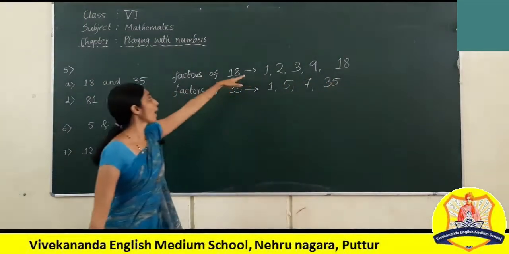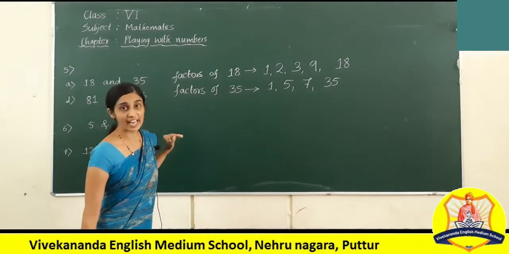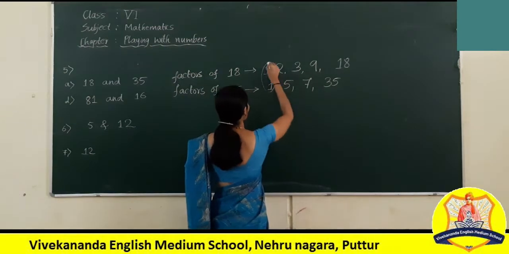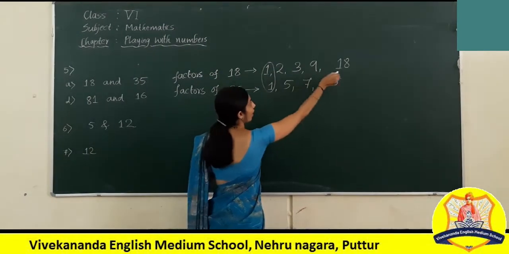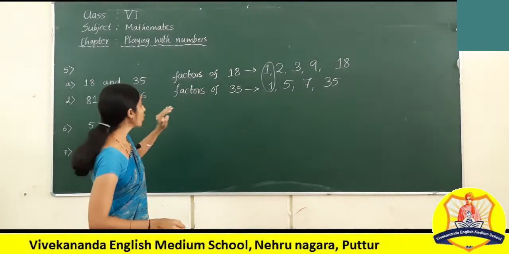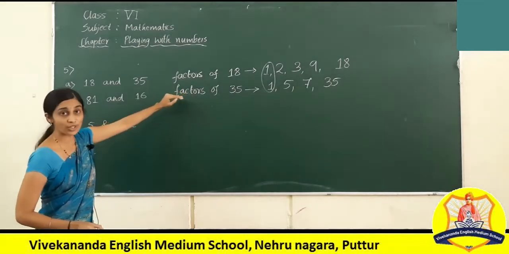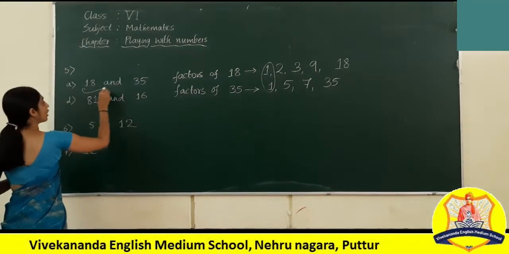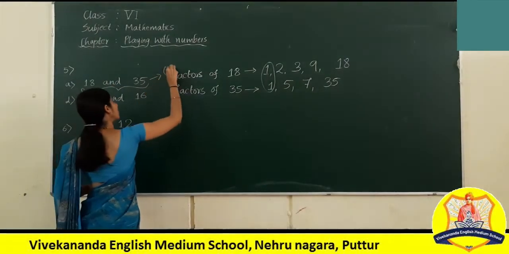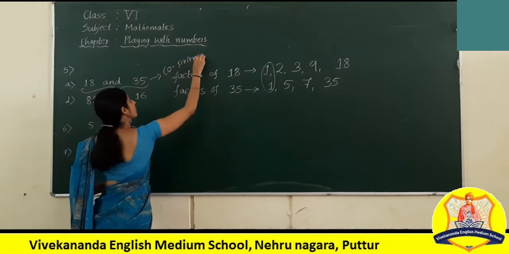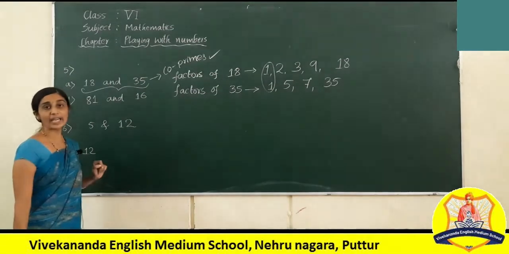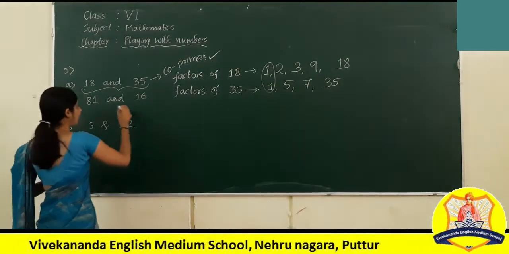So here, compare the factors of 18 and 35 now. 1 is common. Okay, very good. Next, is there any other number which is common in both? No. So we can conclude that the given pair of numbers, that is 18 and 35, are co-primes. Right? Okay.